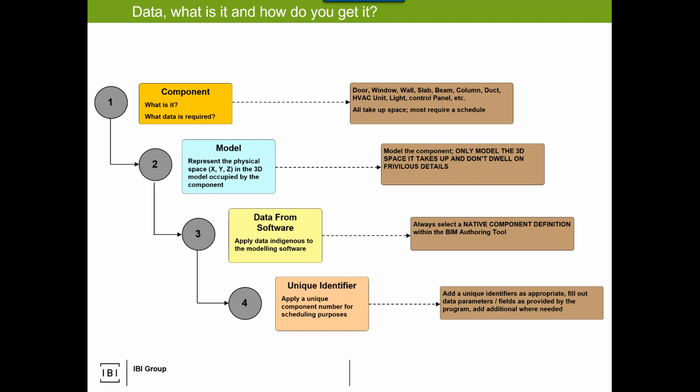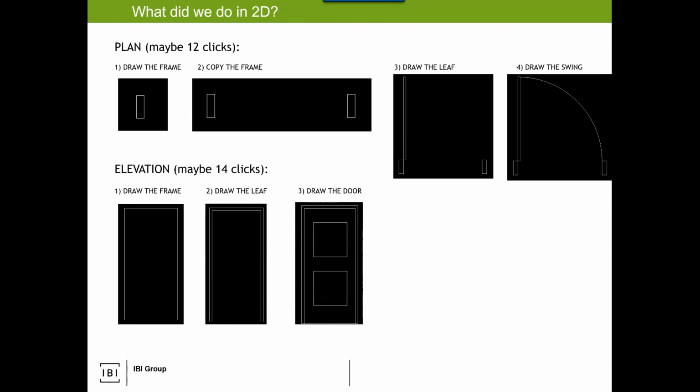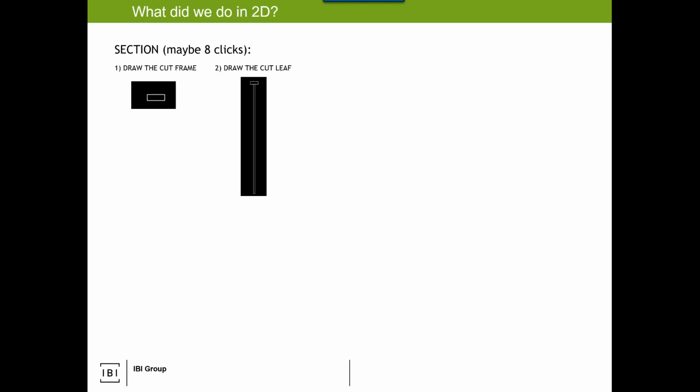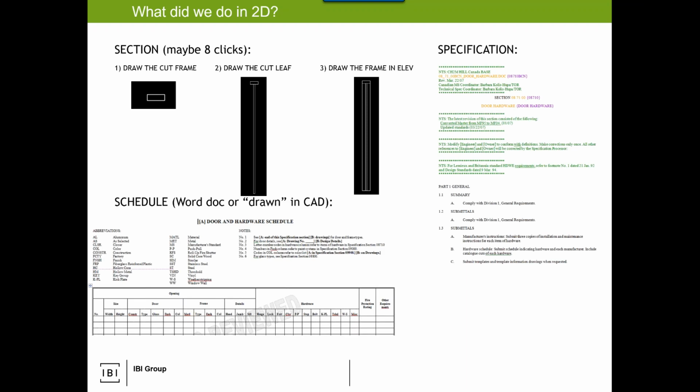So then when I talk through that, architects will look at me and say, well, I thought you said it's easier. Well, it is. So then I said here, imagine in 2D, maybe about 12 clicks to draw the door. And that's not fun. Same with the elevation of the door, sorry. We draw the door, the section of the door. And that's a lot of drawing, okay? Then there's a spec about the door, and then there's a schedule about the door, often drawn in CAD or on a Word file. Everything's disconnected, and it just kind of sucks, right?